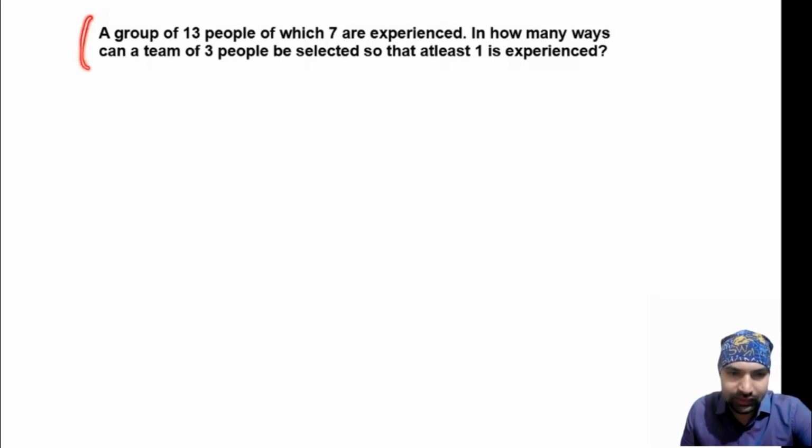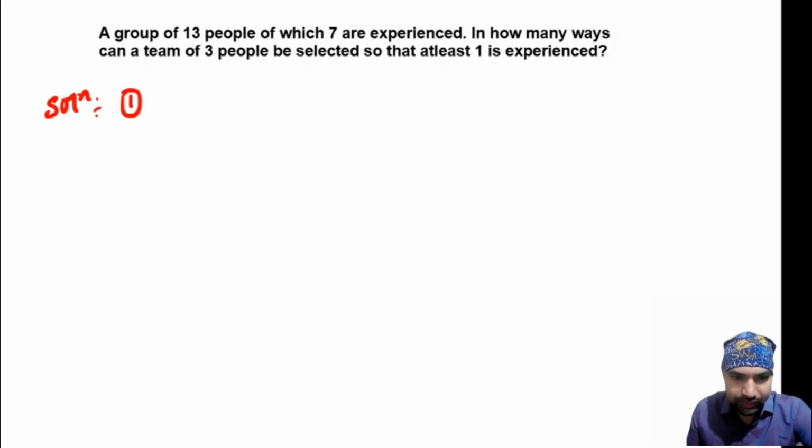Here it is, let me read the problem. A group of 13 people, of which 7 are experienced. In how many ways can a team of 3 people be selected so that at least one is experienced? So this is what the question is. Now, what will be the general approach? I'm giving you the solutions here.